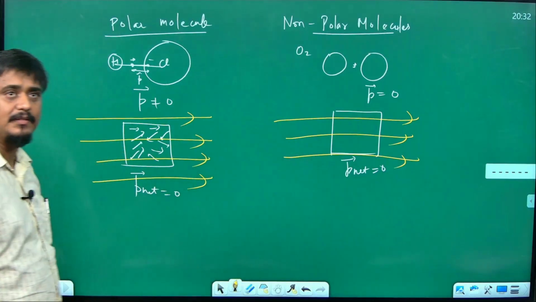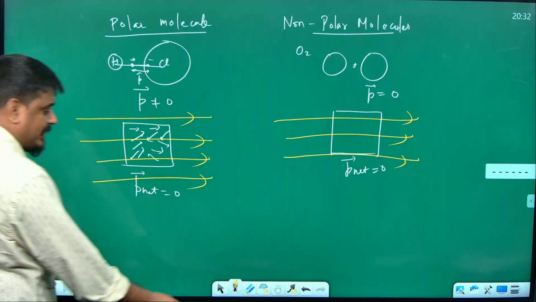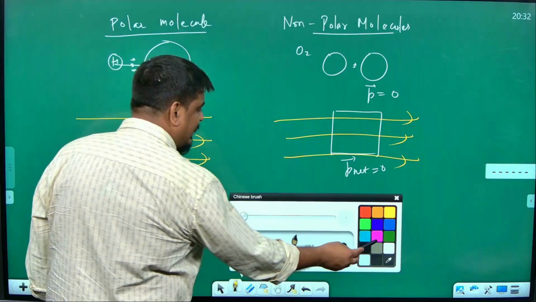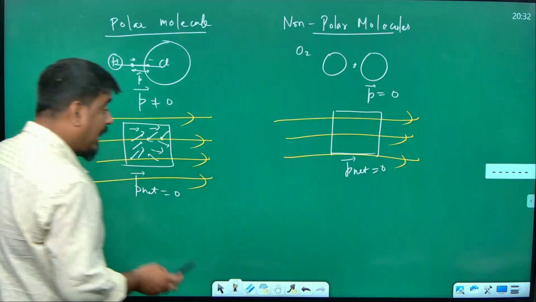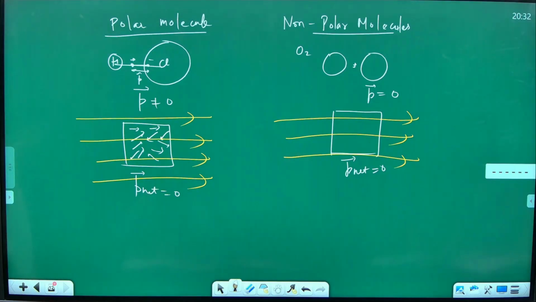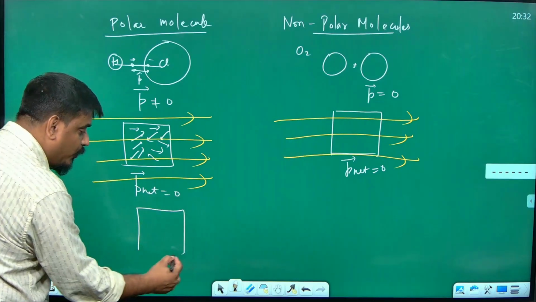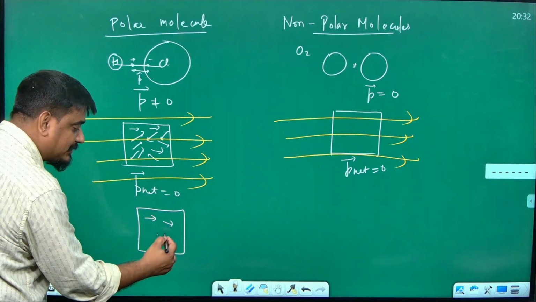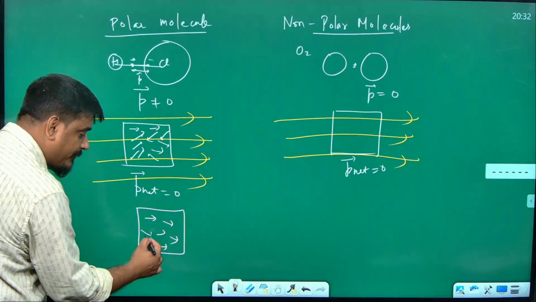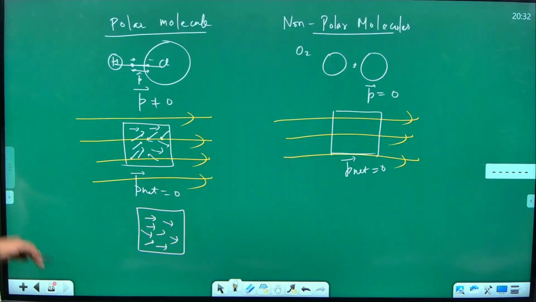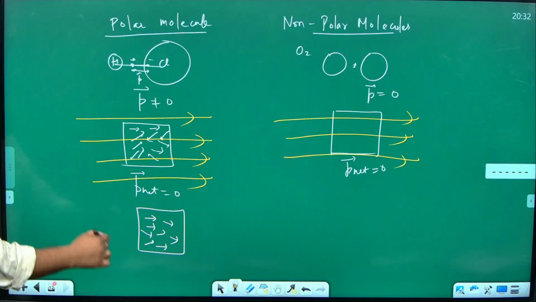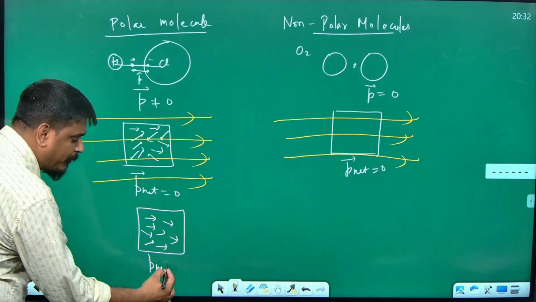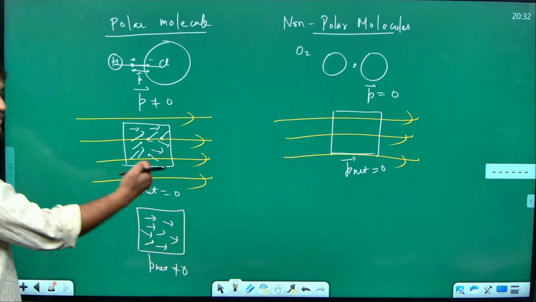Can you feel what will happen? The moment you apply electric field, dipoles have a tendency to align in the direction of electric field, right? Torque will act, turn the dipole. We have studied in the previous chapter. So these dipoles will start aligning like this, in the direction of electric field, which will create some dipole moment. Now the dipole moment once again is not equal to 0.